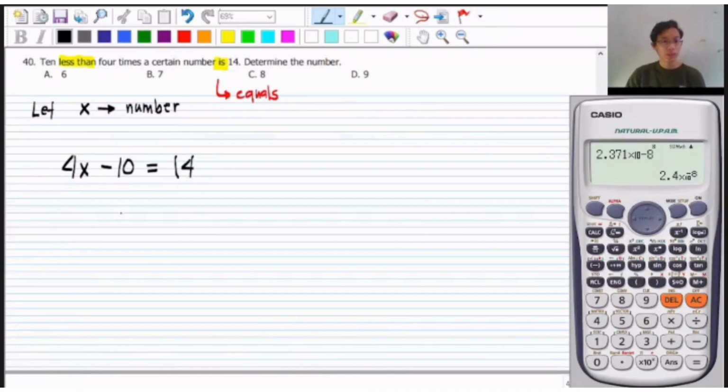Determine the number. X now is equal to, solve nyo na lang kung tinatamad kayong isolve. But ang sagot dyan, 24 divided by 4. Tama? This is 24, this is 4. X now is equal to 6, that will be your final answer. Letter A. Okay, number 41. Paki-screenshot.